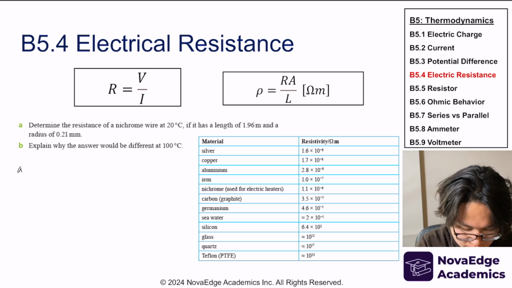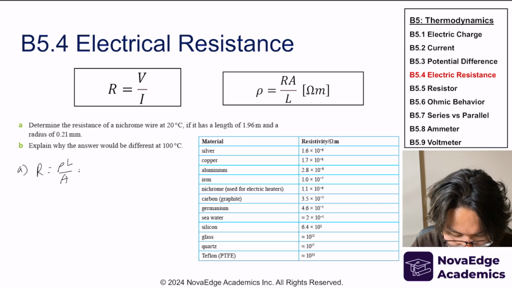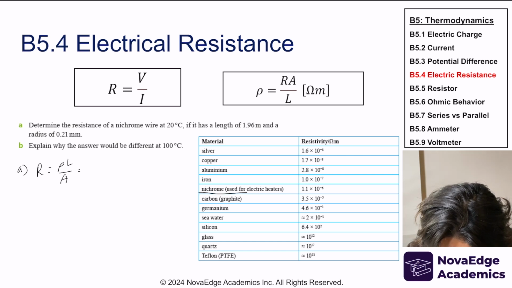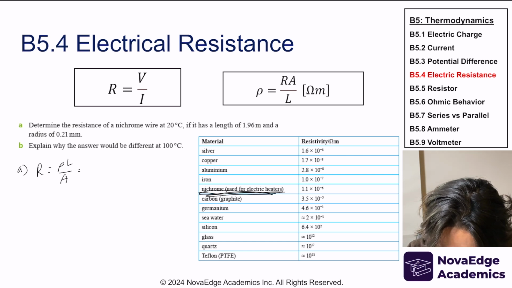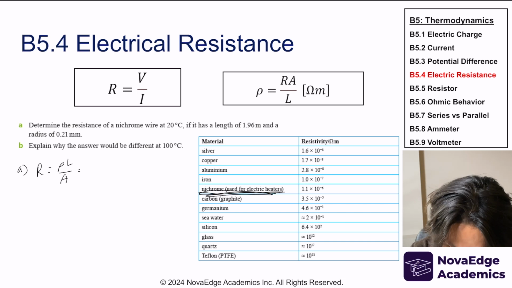All right, so let's take a look. So we know resistance is equal to this. So the nichrome is right here, right? And they say it's used for electric heaters. And the reason why it's used for electric heaters is because it has a higher resistivity. So look, you can see that this has higher resistivity than this guy, this guy, this guy, and this guy. So it's actually really, really nice.